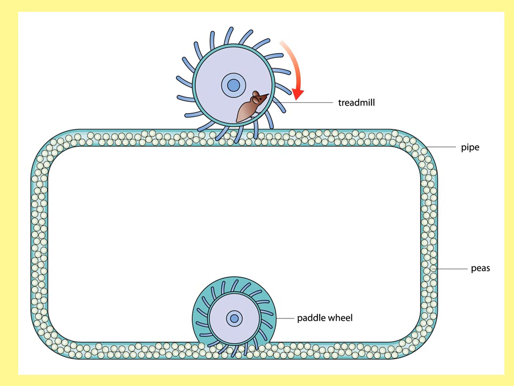Here's an analogy we've used before. So we've got peas travelling around a pipe, and there's a mouse in a treadmill. Now ammeters measure the rate of flow of charge. And using this example, we would have to count the amount of peas that pass a point every second. So we would place the ammeter just here so we can count the peas going past.